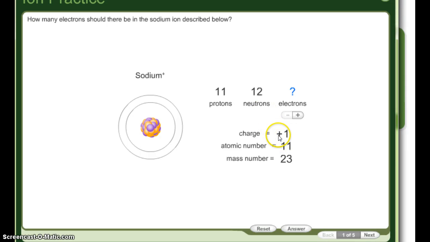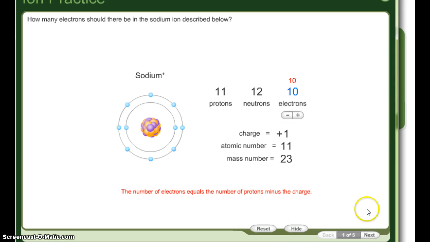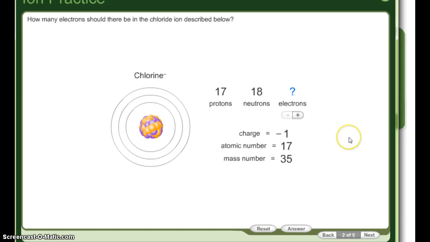So if my charge is positive, do I need more protons or more electrons? Well, I need more protons. So 11 protons minus 10. 11 minus 10 gives me +1. All right, go ahead and hit pause and get this answer.